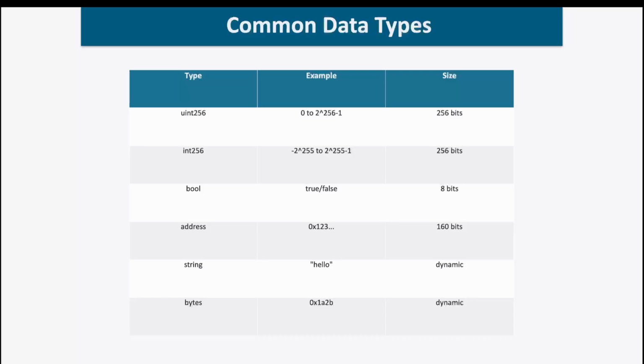Always try and use the smallest type that fits your needs. Use uint8 if your number is 0 to 255, uint16 if it's 0 to 65,535. This saves gas, especially in storage. But don't prematurely optimize. Write clear code first, then optimize if needed.